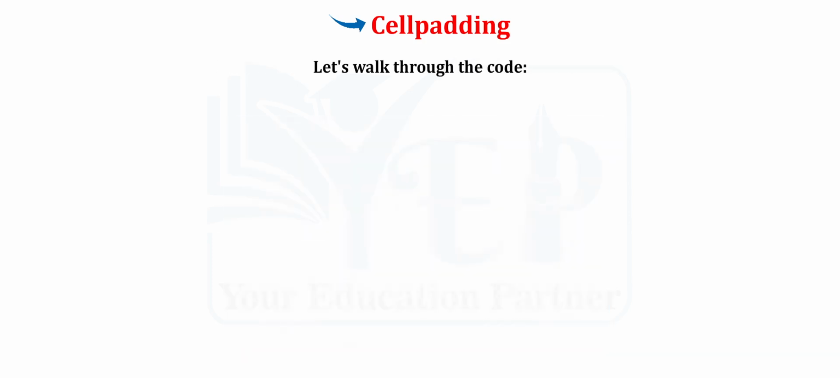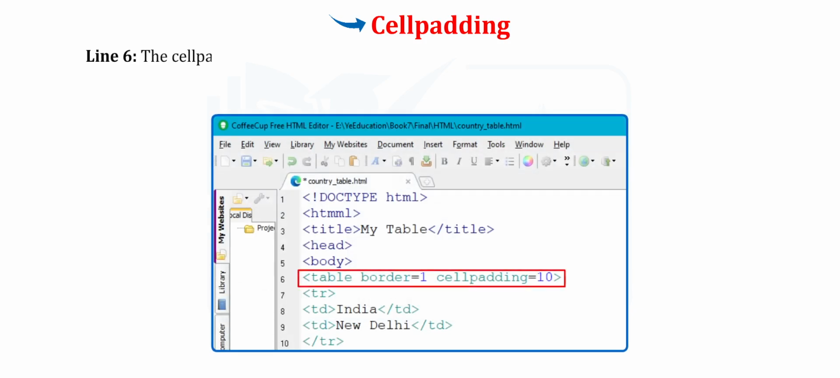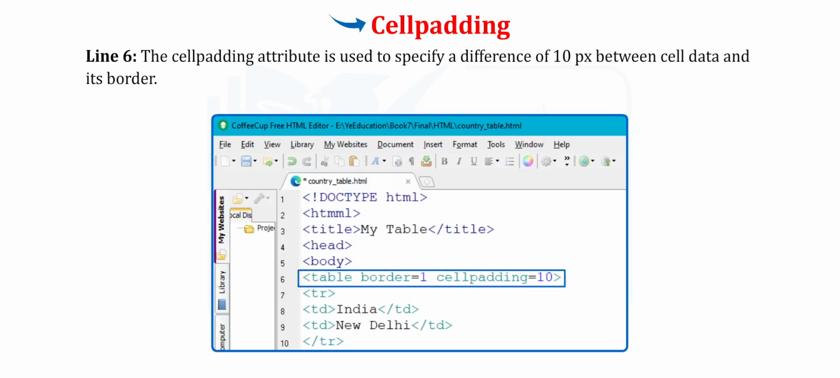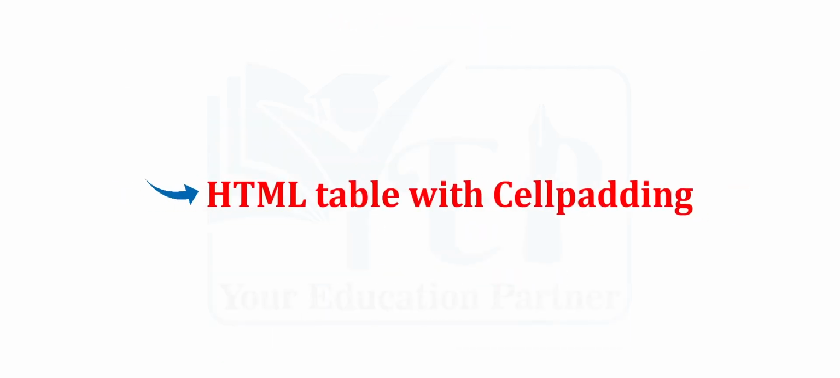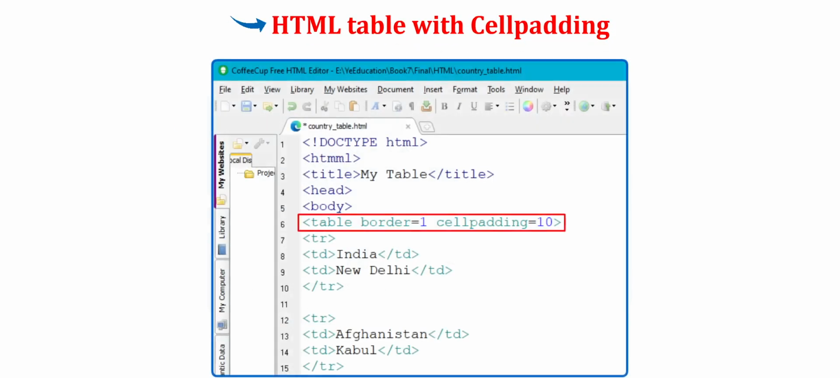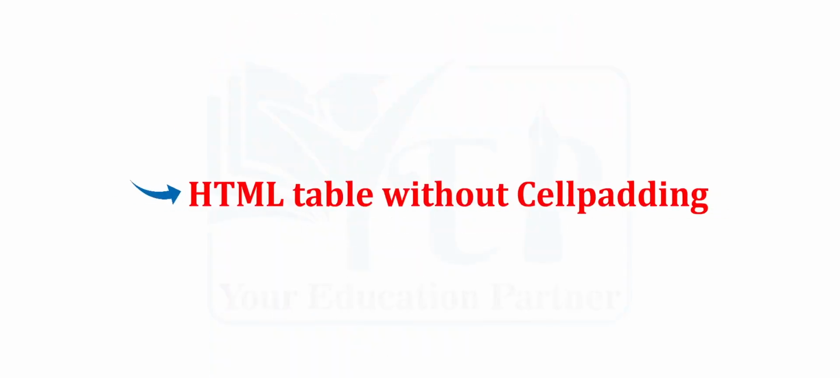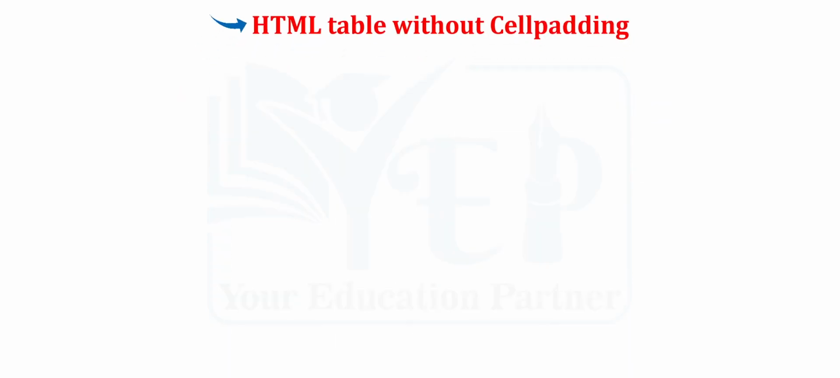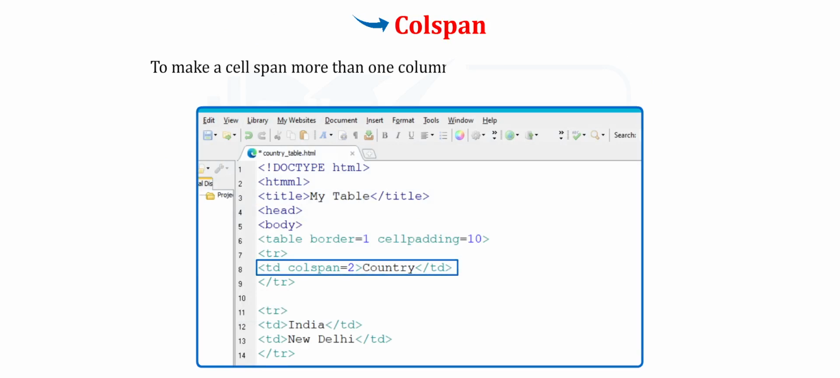Let's walk through the code. Line 6. The cellpadding attribute is used to specify a difference of 10 pixels between cell data and its border. HTML table with cellpadding. HTML table without cellpadding. Colspan. To make a cell span more than one column, we can use the colspan attribute. This divides one cell or row into many columns depending upon the span value of colspan. Let's see the example that spans 2 columns.